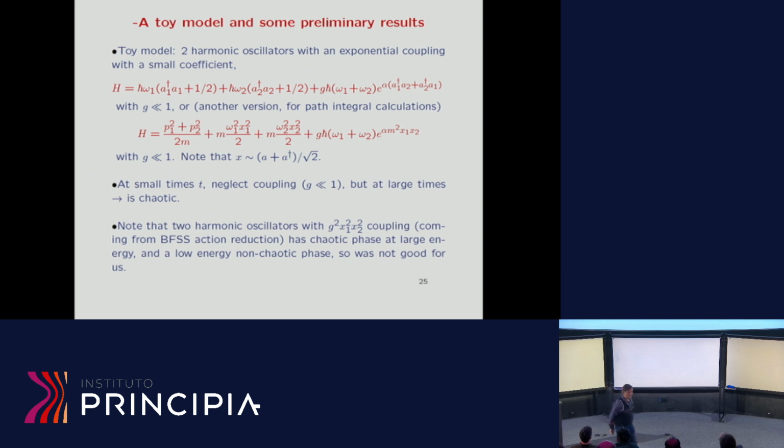Well, let's see. I forgot right now why, but we can see this explicitly.